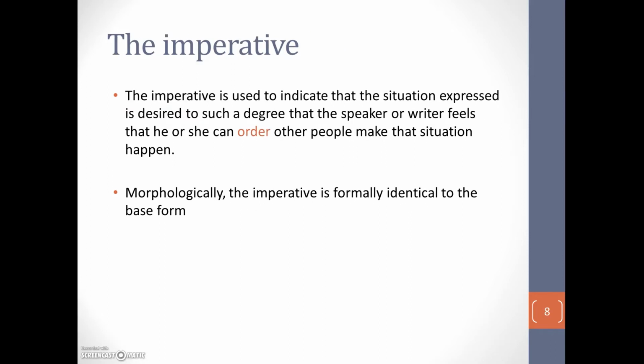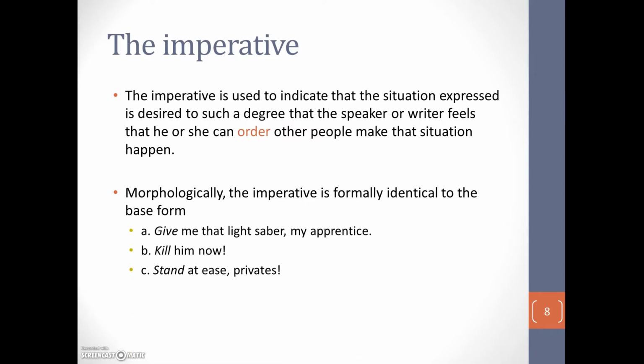Now, the imperative, this is a different kind of mood, and this mood is used to indicate that the situation expressed is desired to such a degree that the speaker or writer feels that he or she can order other people to make it happen, basically. So this is also the mood that we use for basically making orders. So morphologically, the imperative is also identical to the base form. So here we have 3 examples. So we can see that it looks just like the infinitive.